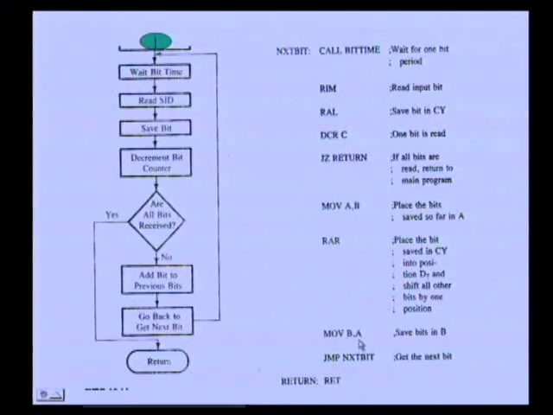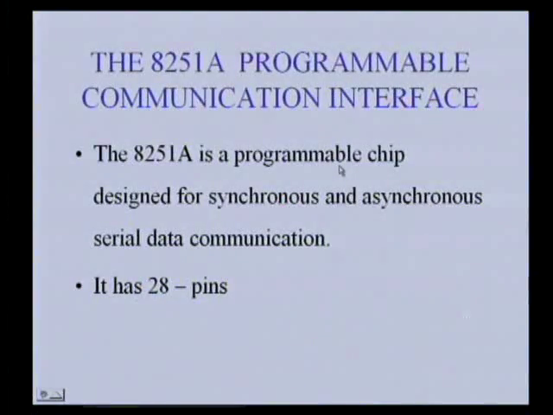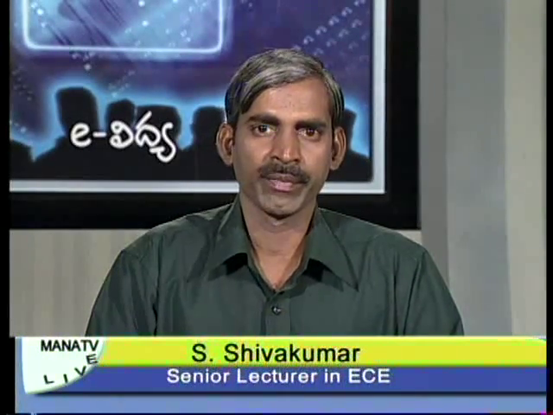After storing 8 bits, it moves the accumulator contents into B so that it saves the received bit sequence into register B. Here you see serial to parallel conversion is also happening, and unconditionally it goes to receive the next bit until all bits are received. Next, whatever we saw so far is a software approach for implementing serial I/O communication, and this can be implemented by using hardware.